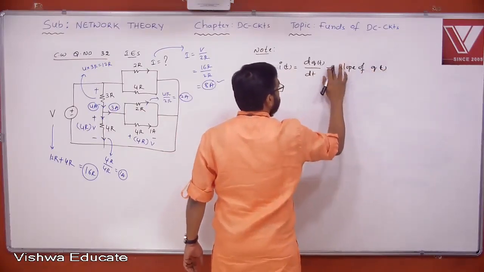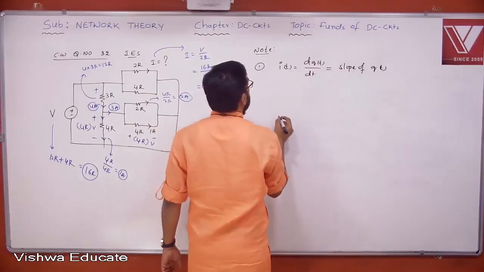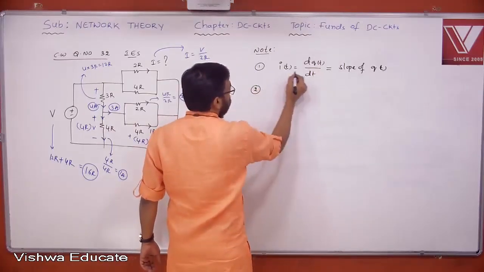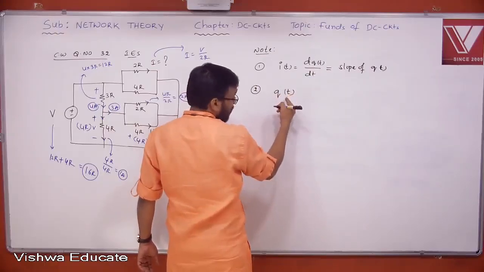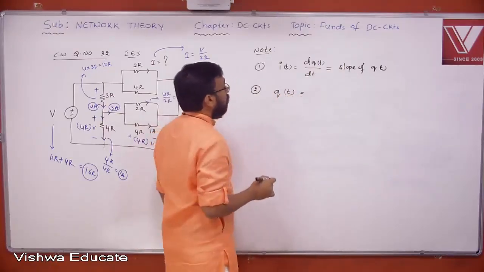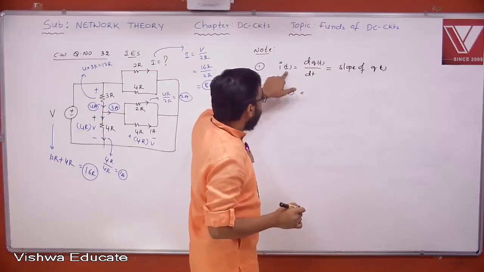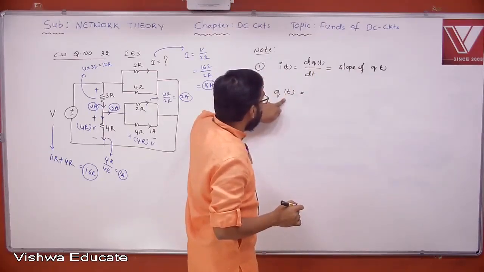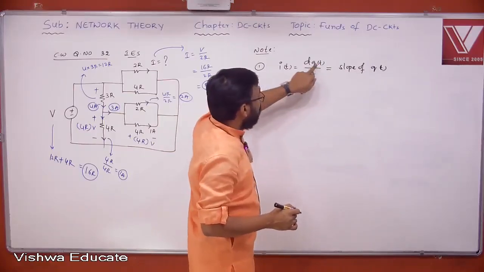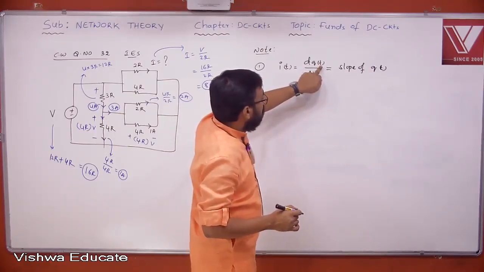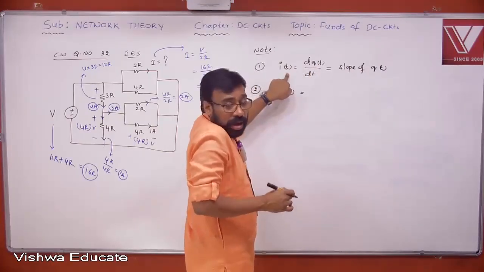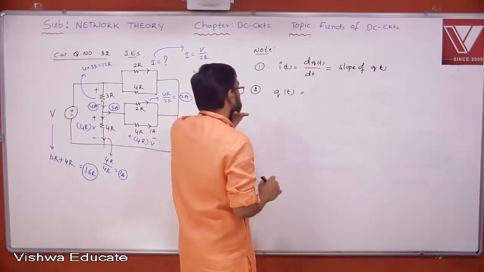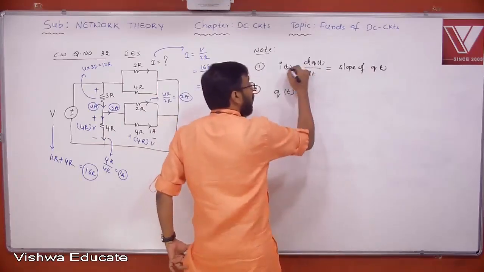Okay, let us write. If you know the current, you can also find the charge. Charge at any instant, current at any instant: instantaneous current, instantaneous charge. If you know the charge waveform, then you can find the current at any instant, or instantaneous current. Similarly, if you know the current, you can find the charge.